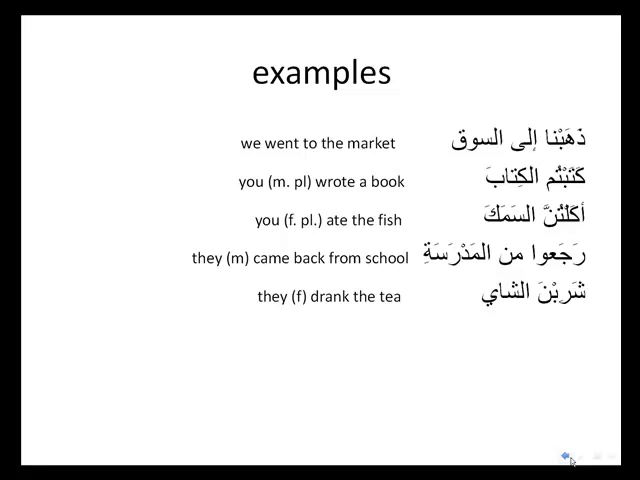We've got some more examples. ذهبنا إلى السوق. We went to the market. كتبتم الكتابة. You wrote the book. أكلتن السمكة. You, feminine plural, ate the fish. رجعوا من المدرسة. They, masculine, came back from school. شربنا الشاي. We drank the tea.